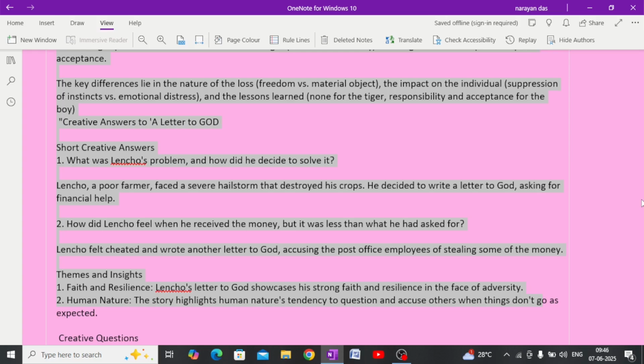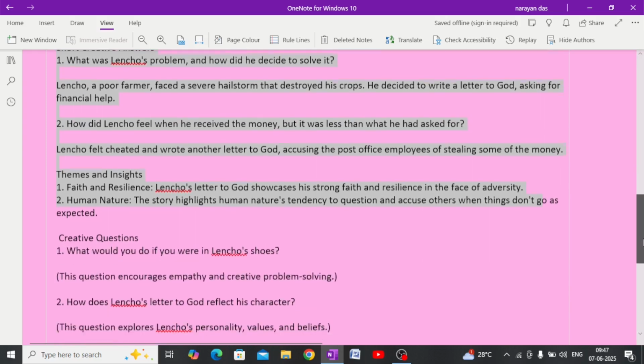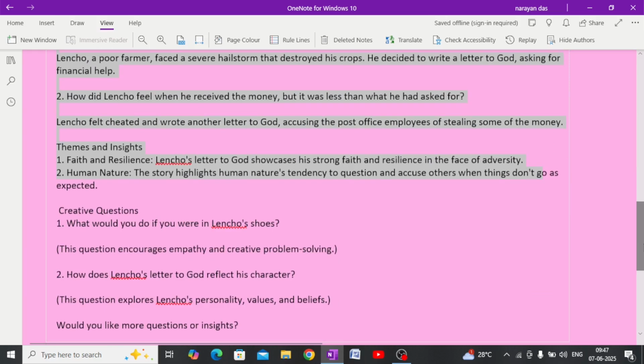Question 2. How did Lencho feel when he received the money but it was less than what he had asked for? Answer. Lencho felt cheated and wrote another letter to God accusing the post office employees of stealing some of the money. And also he requested God to send the remaining 30 pesos, but not through the post office.